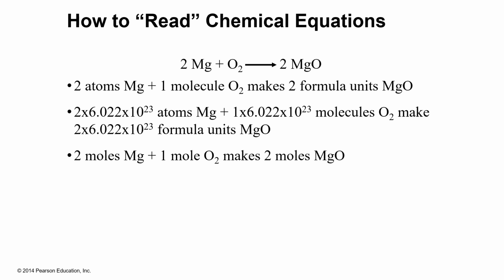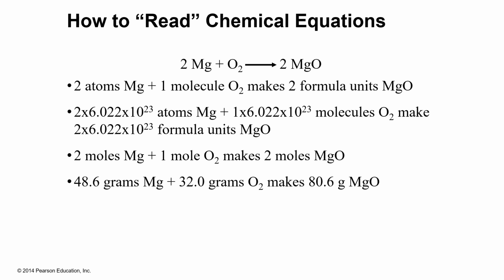If we wanted to convert those to grams, we could simply multiply times the molar mass of each one of these substances and say that 48.6 grams of magnesium and 32.0 grams of O2 makes 80.6 grams of MgO. Notice that in this case, we simply took the moles and multiplied times a conversion factor, which is the grams per mole of each substance.